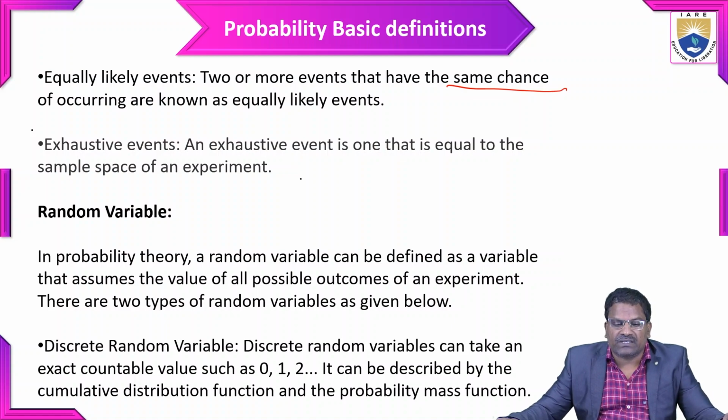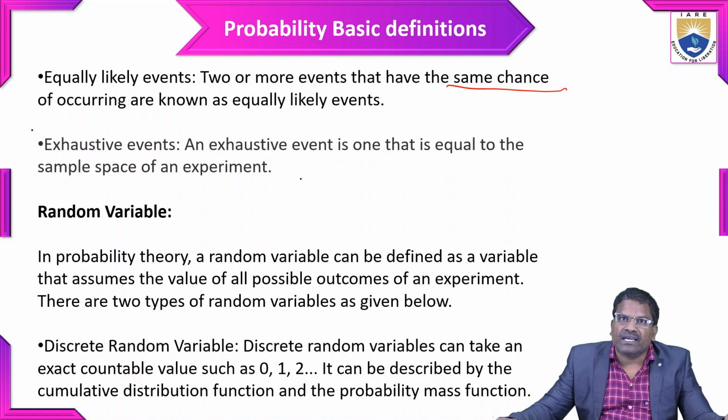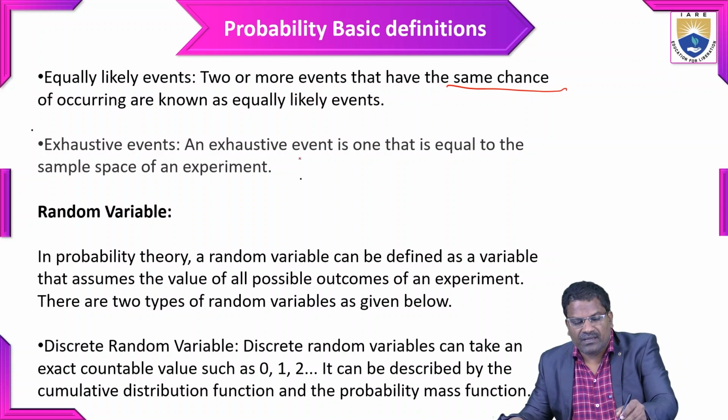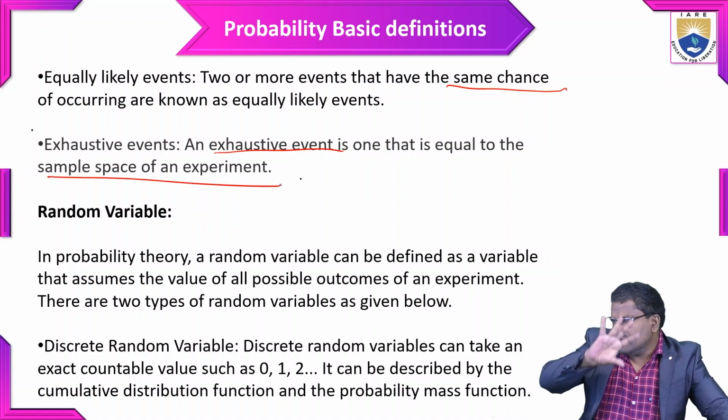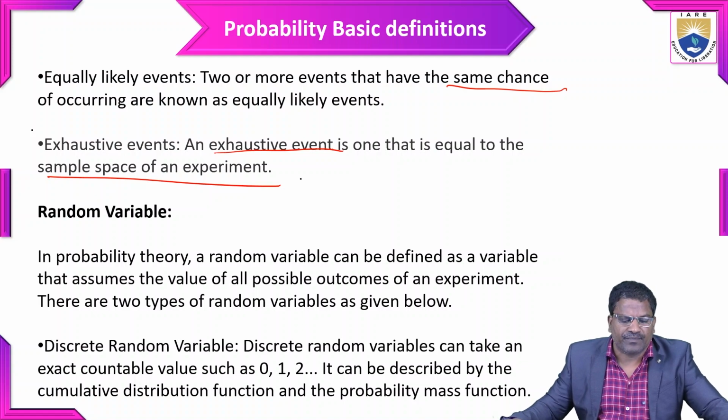Next, exhaustive events. What are exhaustive events? An exhaustive event is one that is equal to the sample space of an experiment. That is called exhaustive, the most full space it occupies.